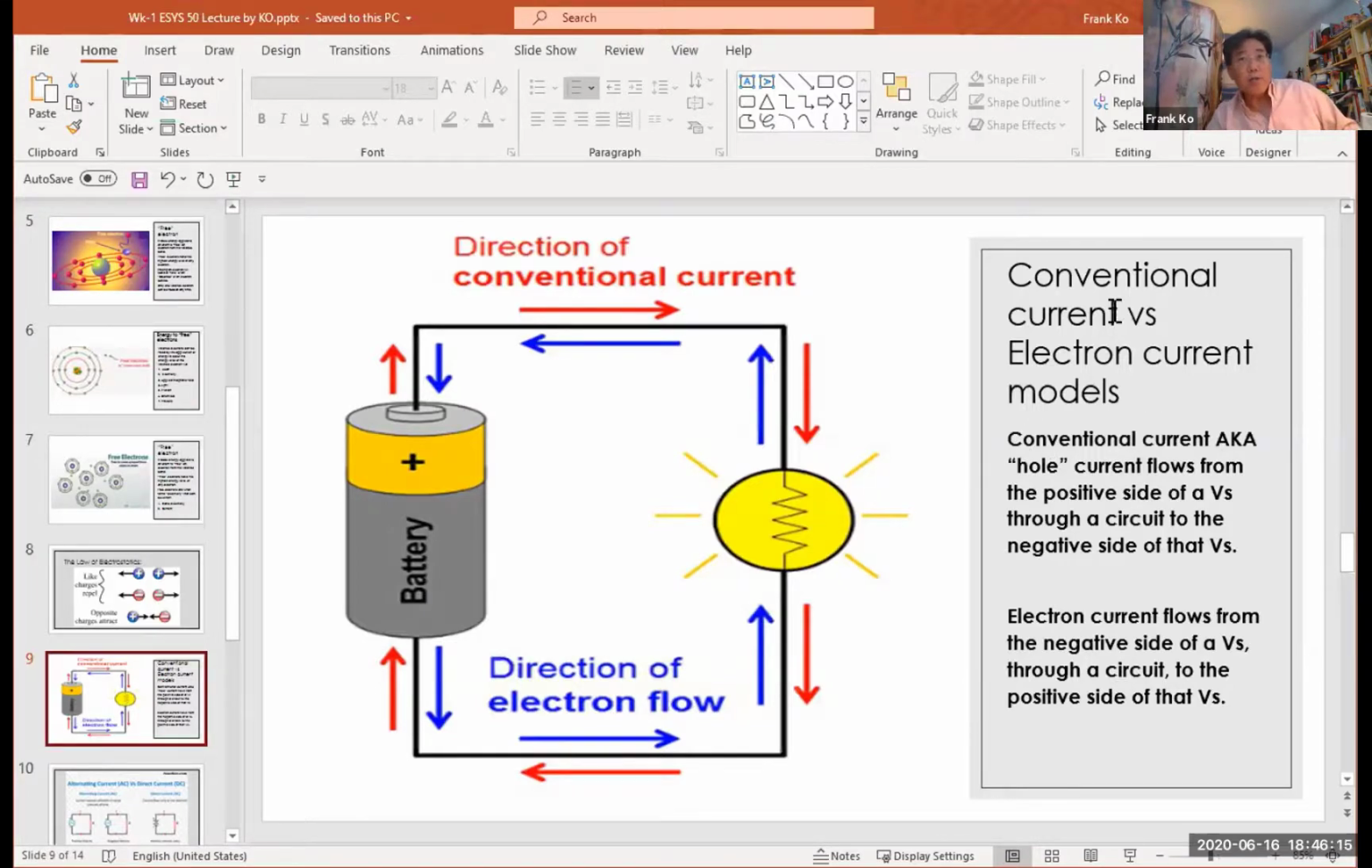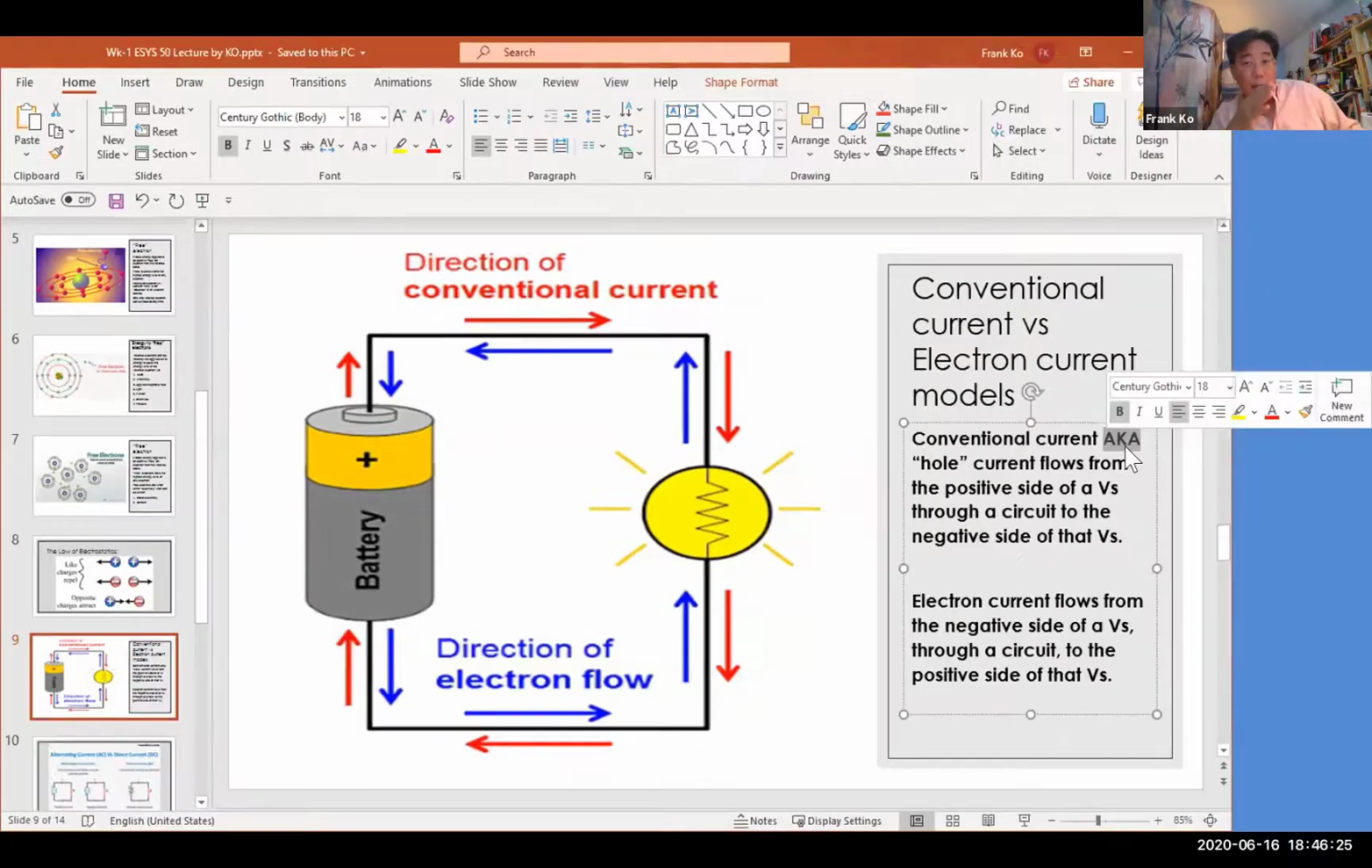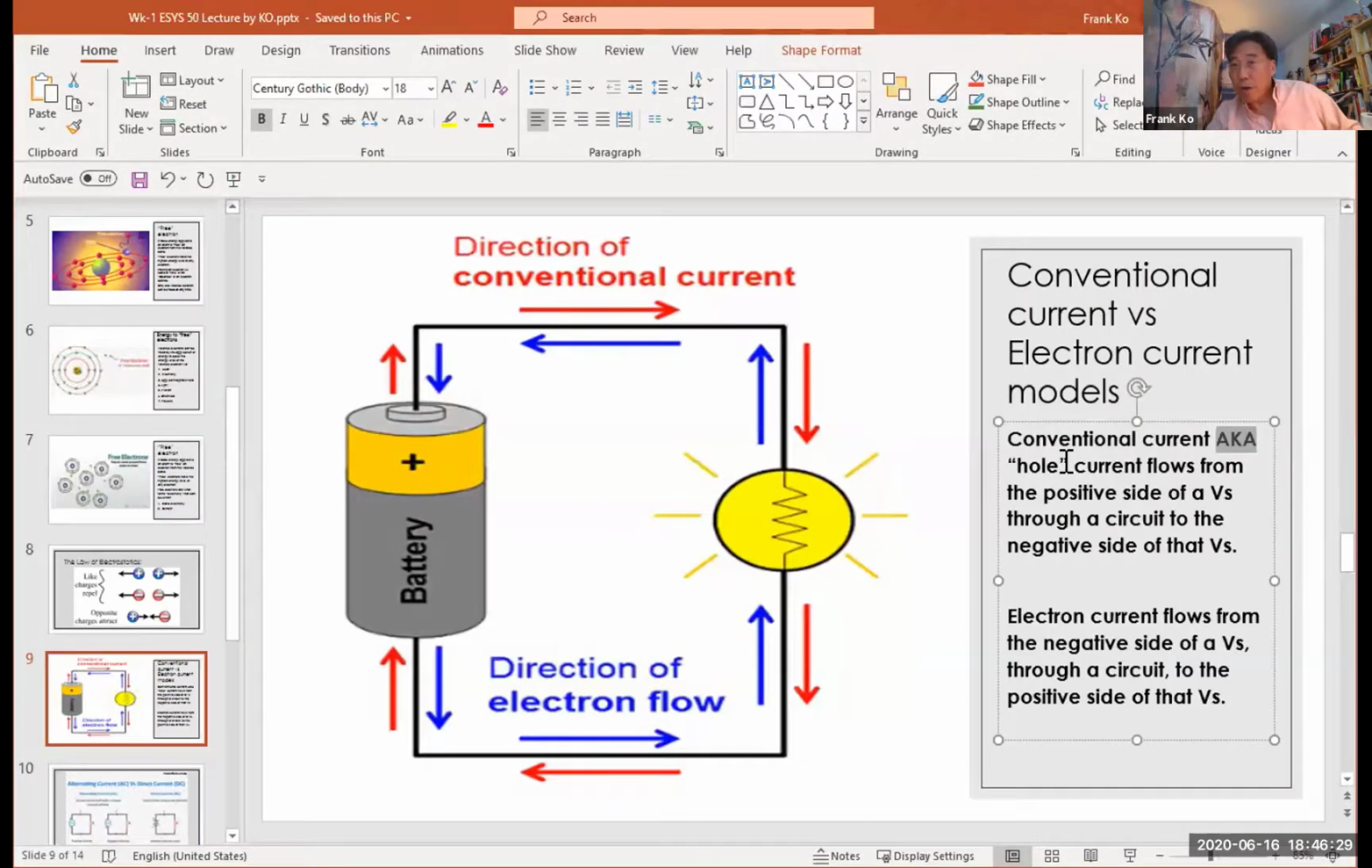If you take a look at conventional current, what did I write down here? Conventional current, AKA, which means also known as, hole current, flows from the positive side of a VS. VS stands for voltage source. Okay, the positive side of a voltage source through a circuit to the negative side of that voltage source.